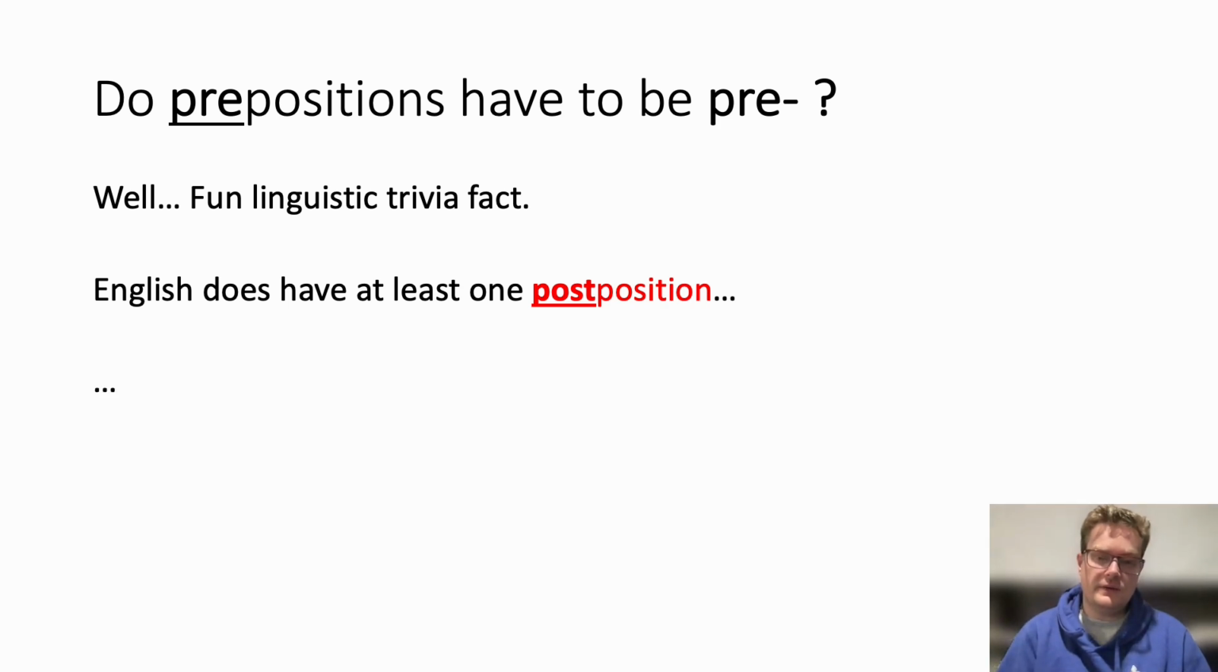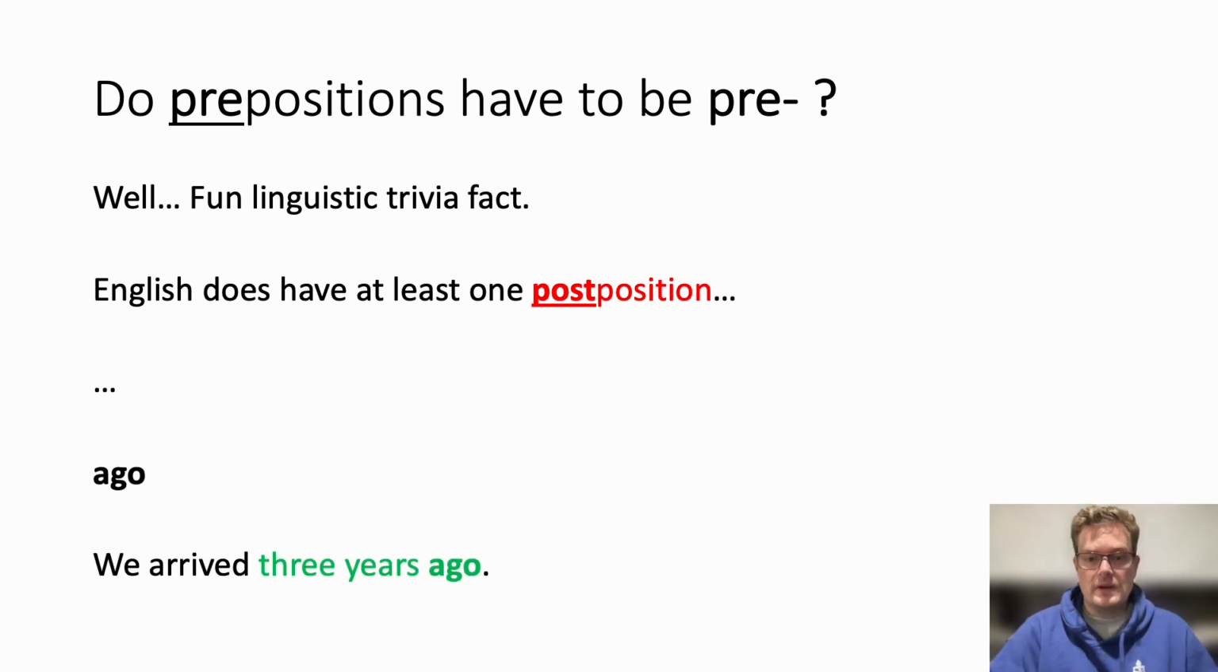It's a pretty useful one that you'd probably use pretty often. It's the word ago. So we arrived 3 years ago. Every other preposition in time is a preposition that goes pre the noun. Ago is pretty much the only one in English that goes after the noun. Technically, this category should be called adpositions, and then you could have both prepositions and postpositions.